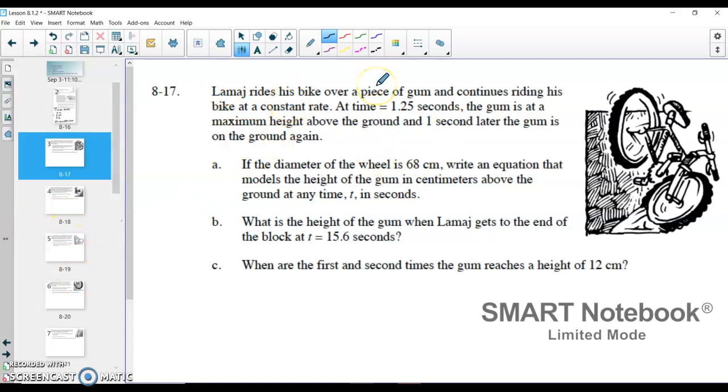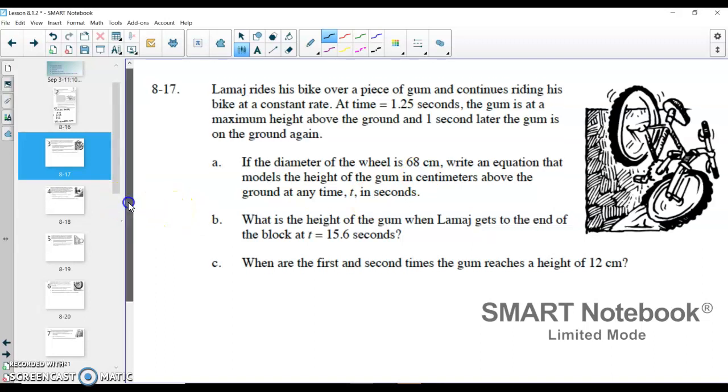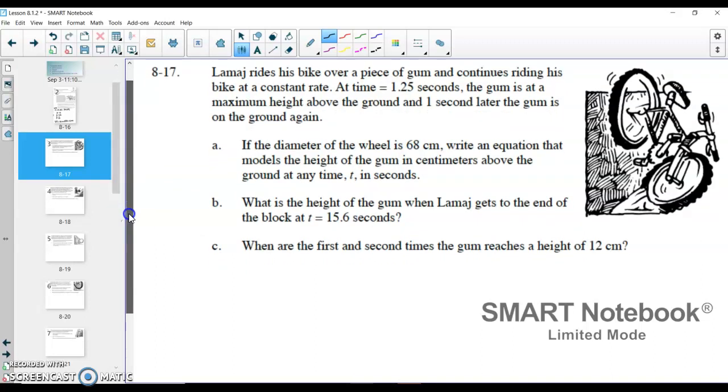This one's a little bit shorter, but it says that we are continuously riding this bike at a constant rate, and at the time 1.25 seconds, the gum is at its maximum height. 1 second later, the gum is on the ground. It says if the diameter of the wheel is 68 centimeters, then we're going to write the equation to model the height of the gum above the ground. And this, again, is going to be represented by this sinusoidal function, specifically cosine.